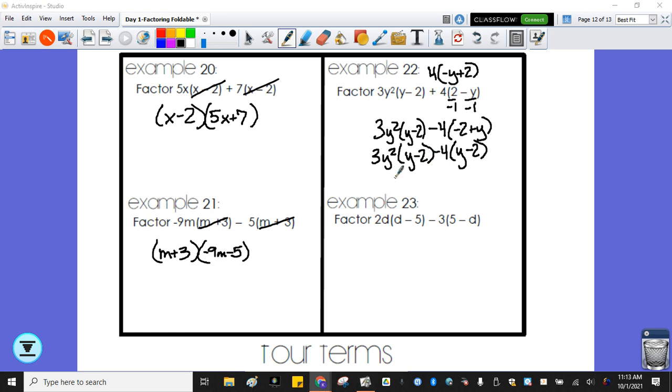So y minus 2 comes out, and 3y squared minus 4. See, look. This is just a way, if you see that your parentheses aren't equal, maybe you didn't take out a negative when you should have. Will we have problems like this? Yes.